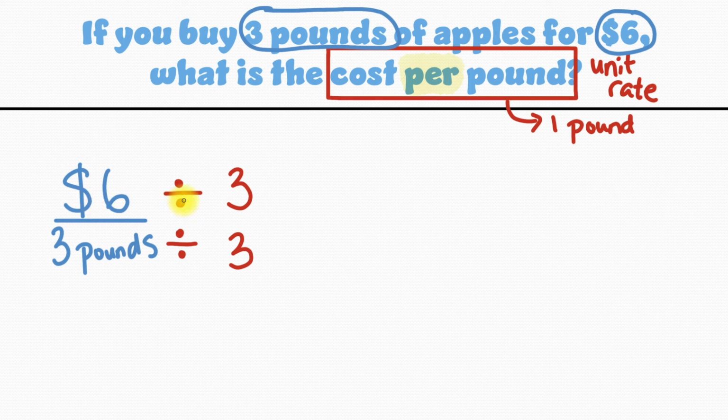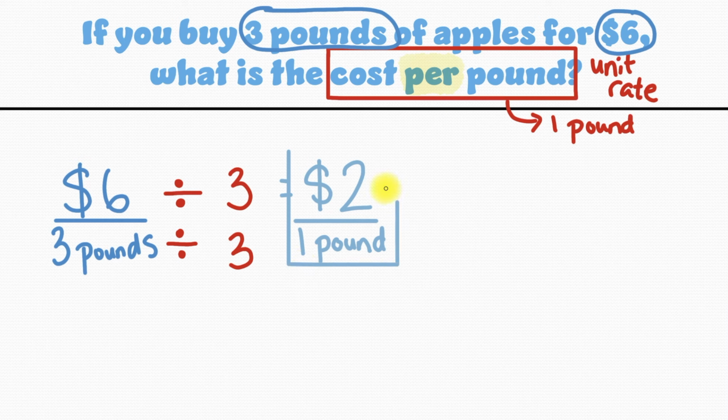So what's 6 divided by 3? Well, that equals 2. So we'll put the dollar sign because we're talking about money in the top of the rate. That's $2. Then we'll put our fraction line. And then we'll do the bottom, which is 3 divided by 3. And that just gives us 1 pound. So now we've got our unit rate.